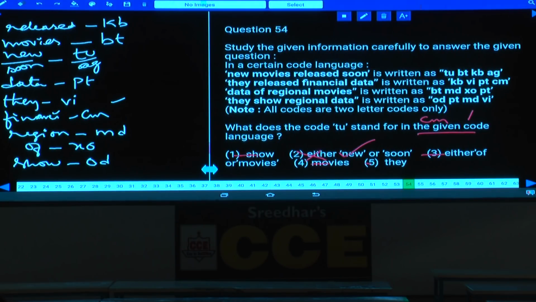Then question number 54. What does the code TU stand for? Now the code TU stands for either new or soon in any order. Choice 2.